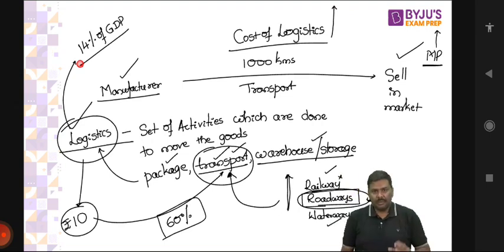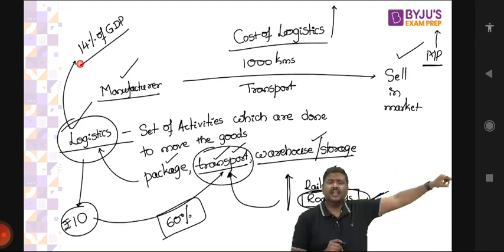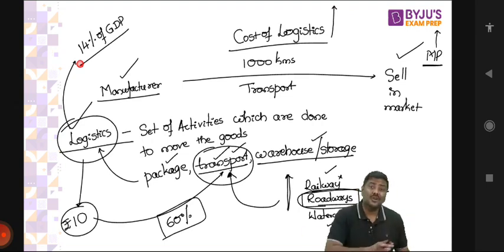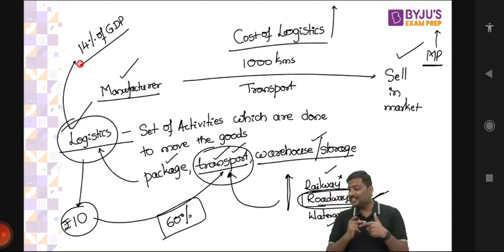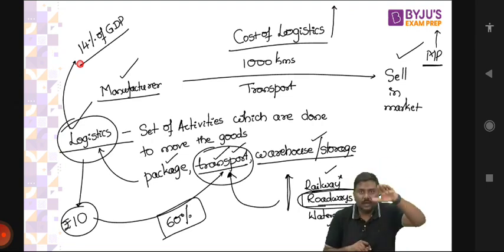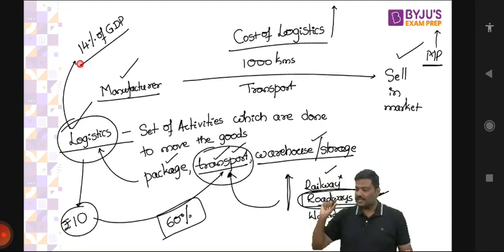But if you look at other countries such as China, such as USA, the cost of their logistics is somewhere in the range of 6 to 8%. And that's the precise reason the government of India is now focused on the logistics sector. I repeat, cost of logistics in case of India is higher. That's the reason government of India now is focused on logistics sector. They want to reduce the cost of logistics.